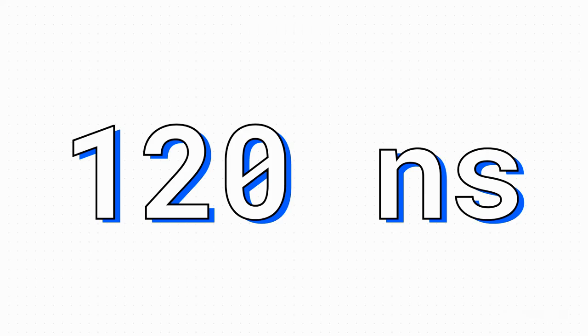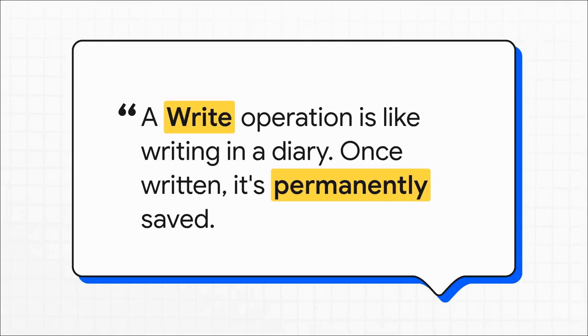In this case, maybe it takes 100 nanoseconds to actually store it and 20 for the transfer, for a total of 120 nanoseconds. The key thing here is that read and write times aren't always the same. It all comes down to the specific hardware. A really great way to remember this one is to think of it like writing in a diary. The CPU has a new piece of information, it finds the right page, that's the address, and it writes it down. And once it's written, it's saved.